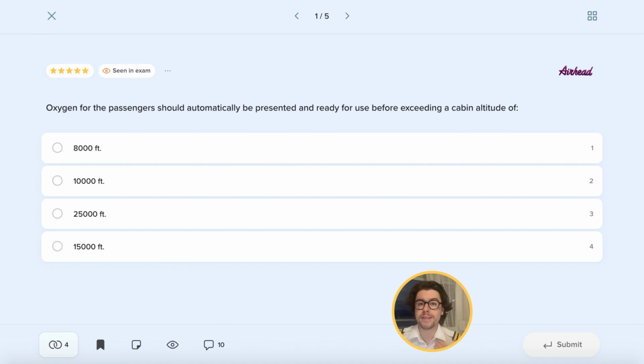So let's go through the latest 5 questions that we have seen in our question bank and add some more details and interesting facts for you to know. So jumping into the first question, the oxygen for the passengers should automatically be presented and ready for use before exceeding a cabin altitude of.